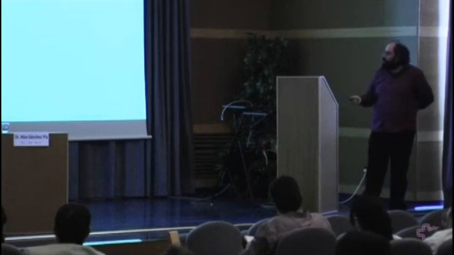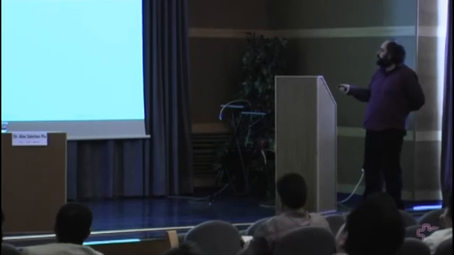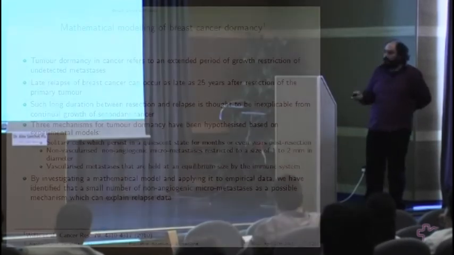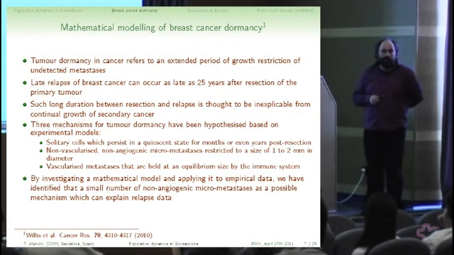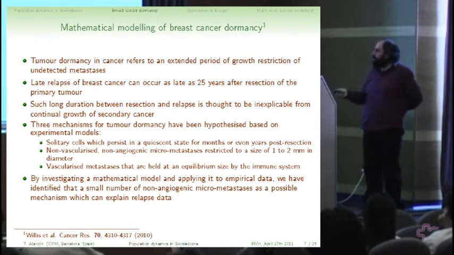Okay, and in the particular case of breast cancer, this can occur as late as 25 years after resection of the primary tumor. So this means that this period of dormancy can be as long as 25 years. And this long duration between resection and relapse cannot be easily explained. There has been a lot of mathematical modeling work on this, and there is no way in which this fact can be reconciled with a continuous growth of the secondary tumors, of the metastasis. So the conclusion is that there must be some sort of dormancy latency period in there.